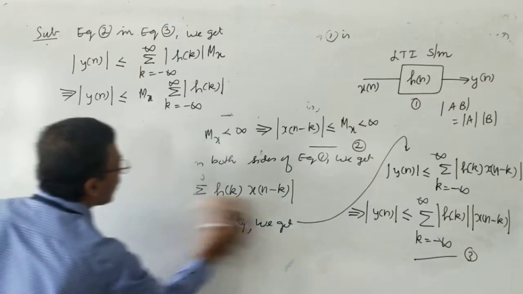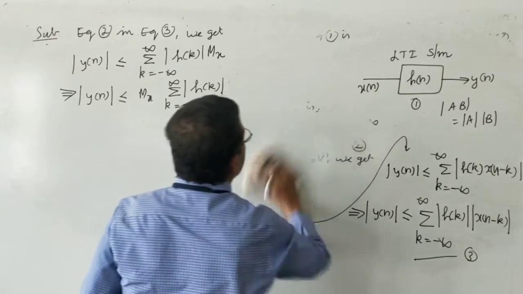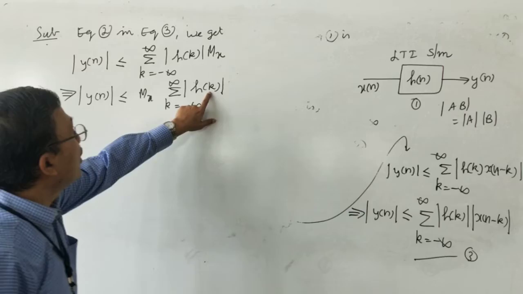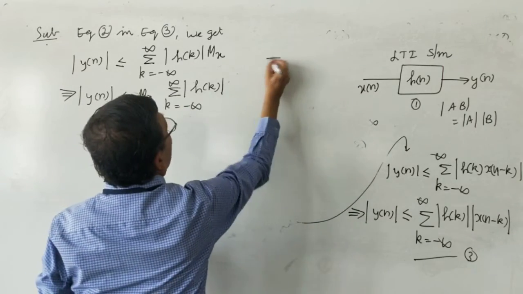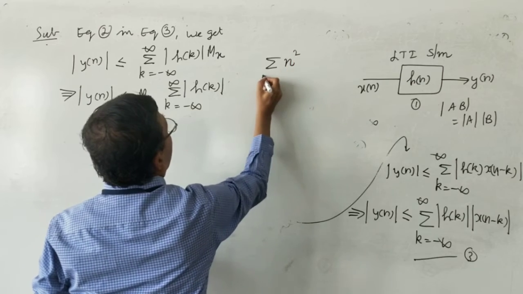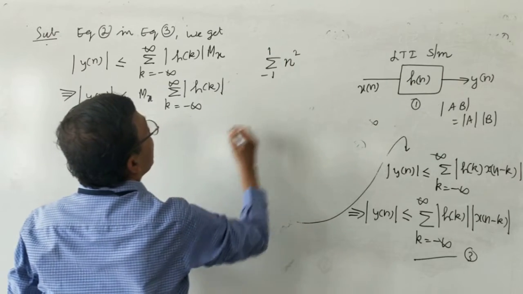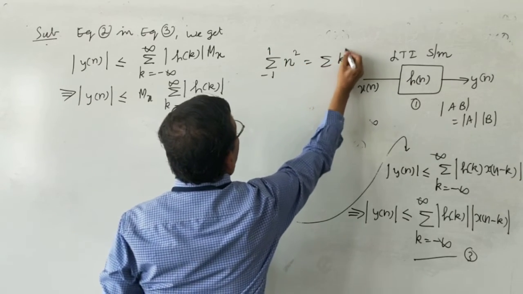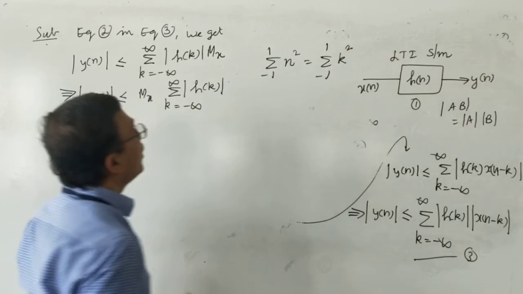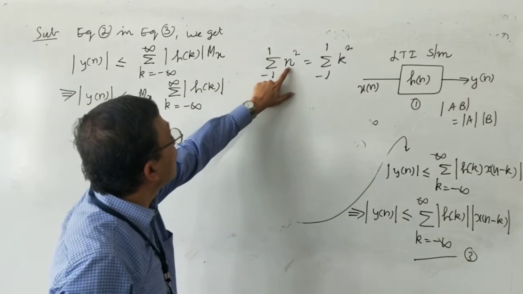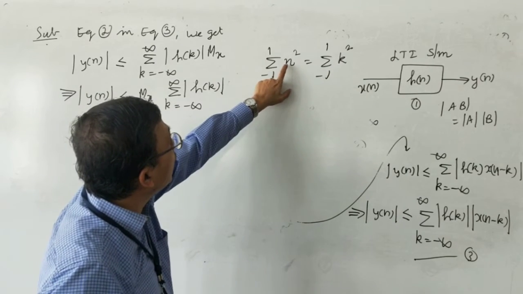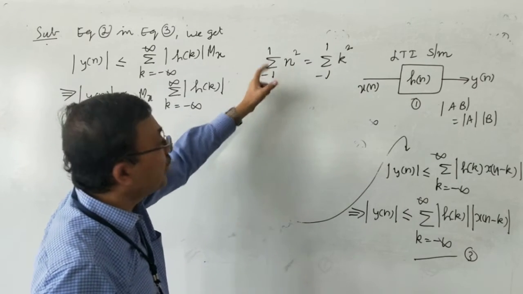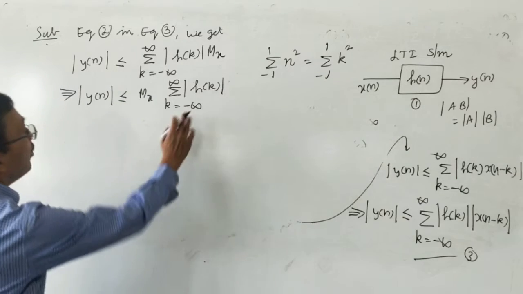See, k is a dummy variable. Therefore, k can be replaced by n. What I mean is, let us say you have got a summation on n square from -1 to +1. This is same as summation on k square from -1 to +1. It makes no difference because here n is taking the values, here k is taking the values. Therefore, even if you replace n by k, summation will not give a different answer. Same logic I will apply here.